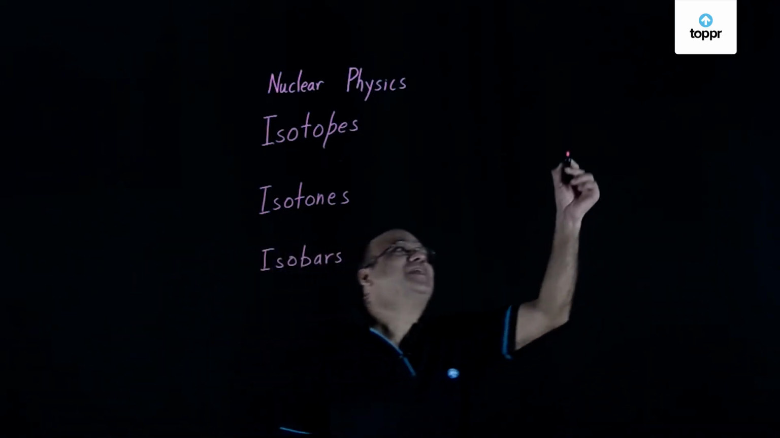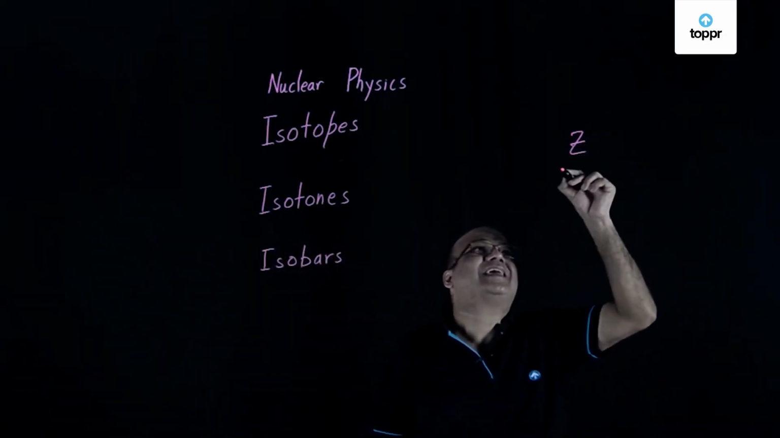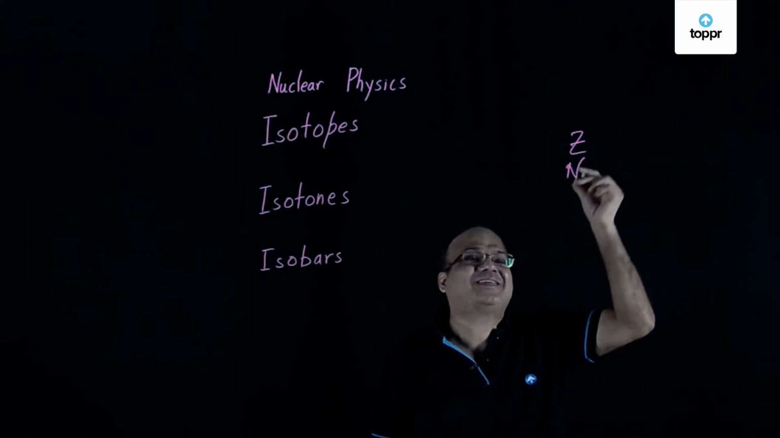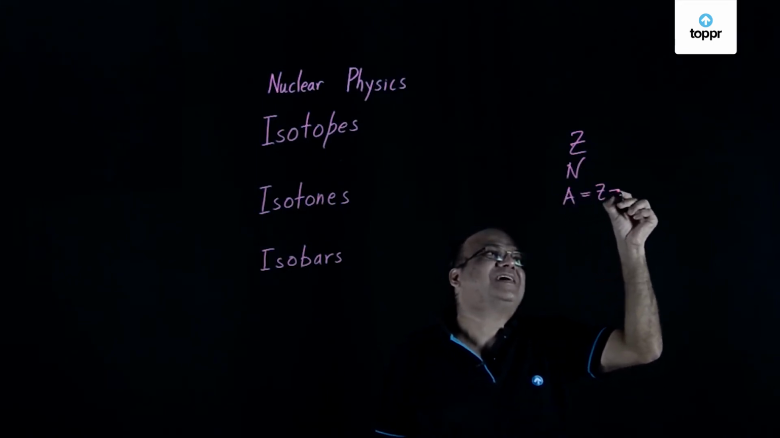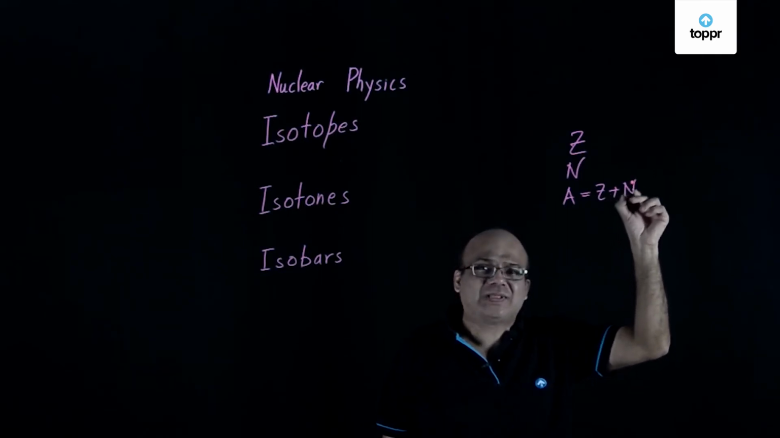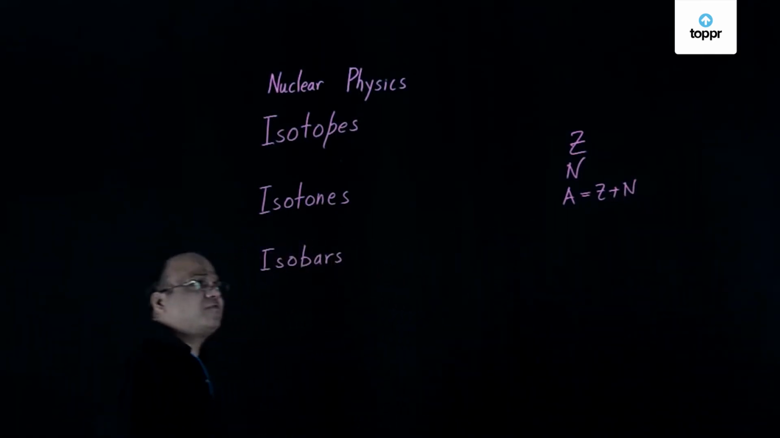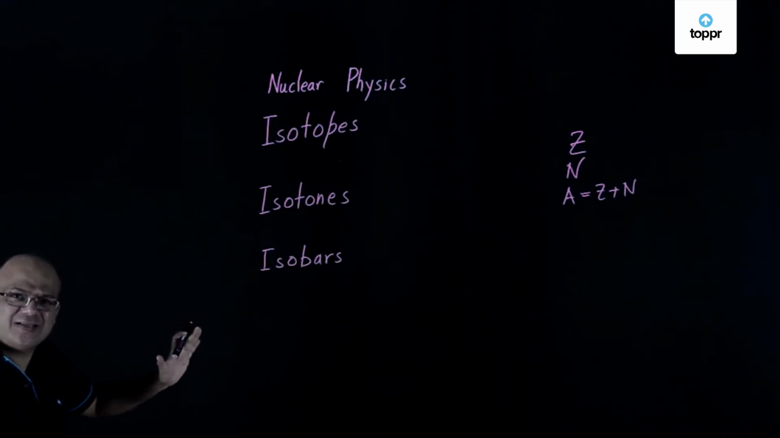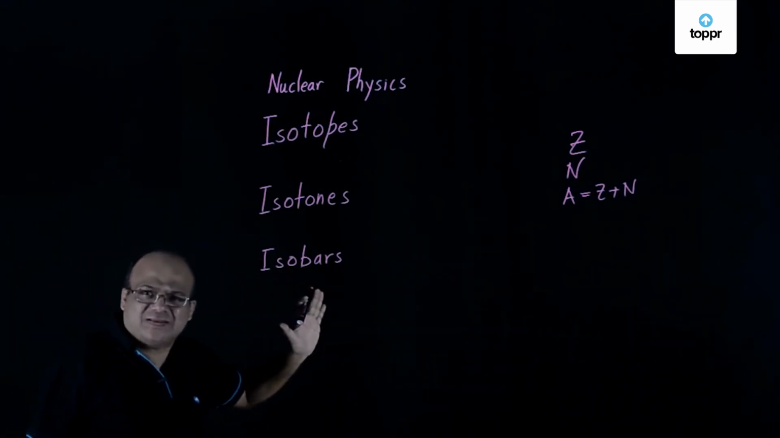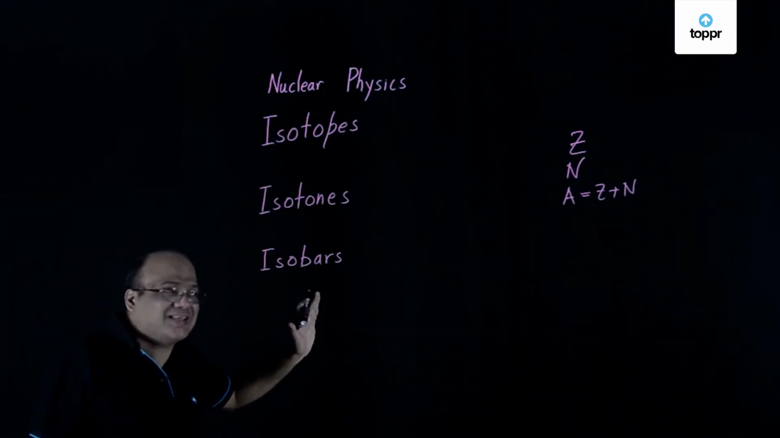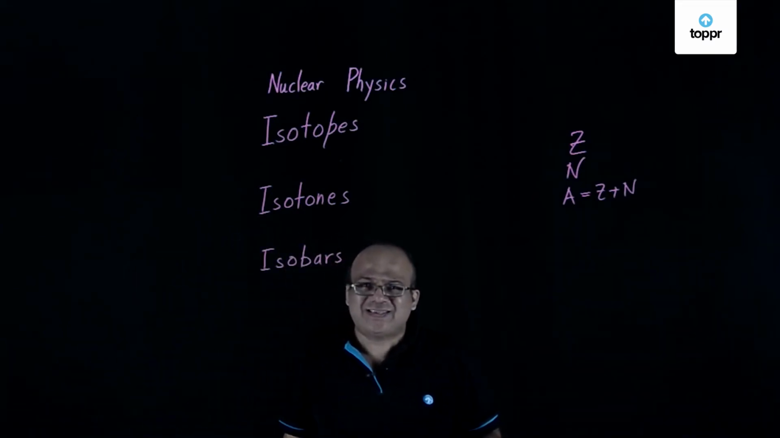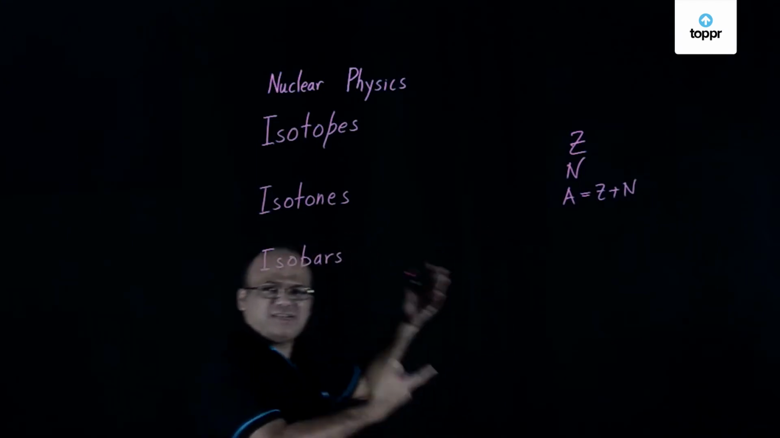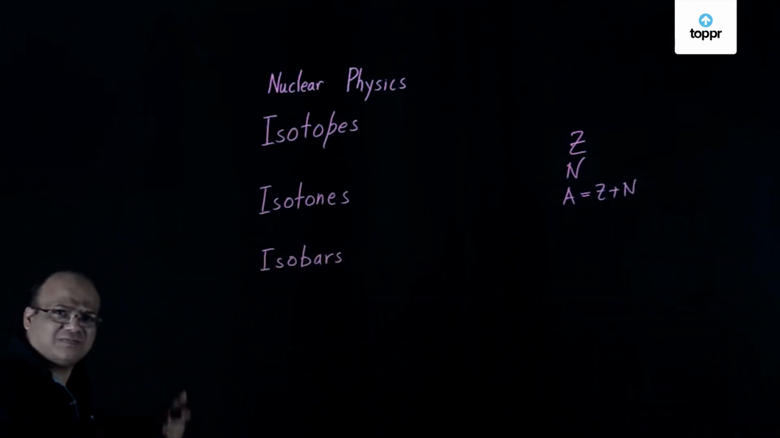Z is the number of protons, N is the number of neutrons, and A is called the mass number. This is Z plus N. So isotopes have the same Z, but different N and different A. One example of isotopes is the various isotopes of hydrogen, right?